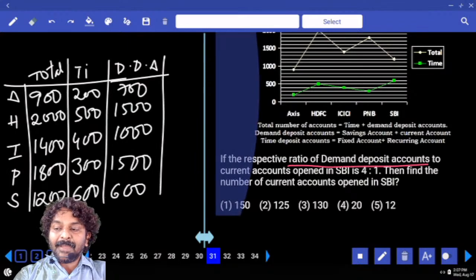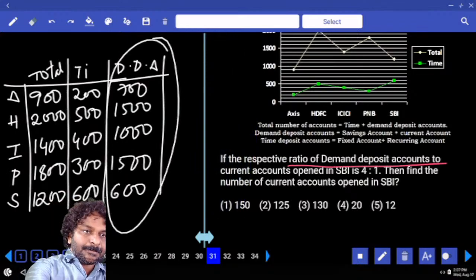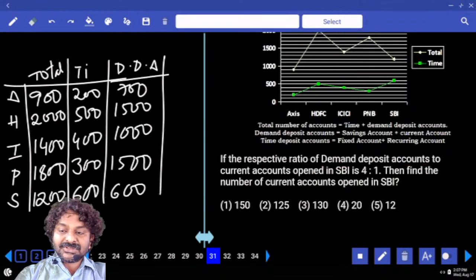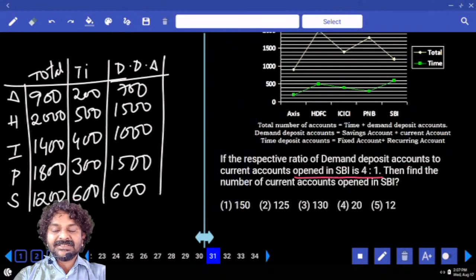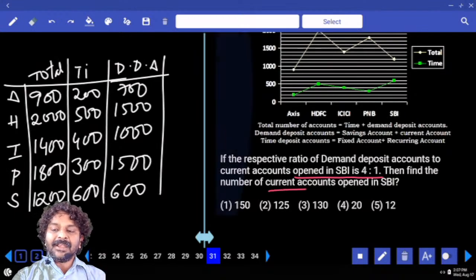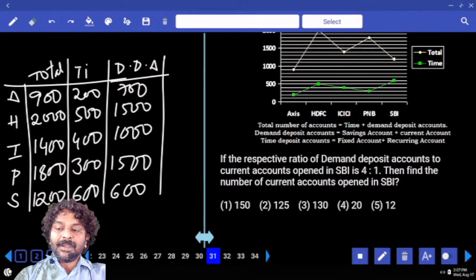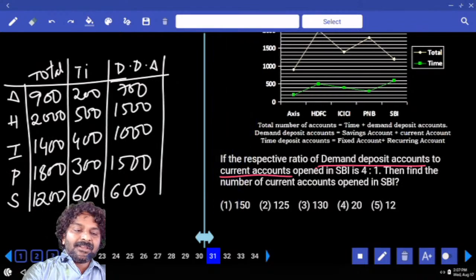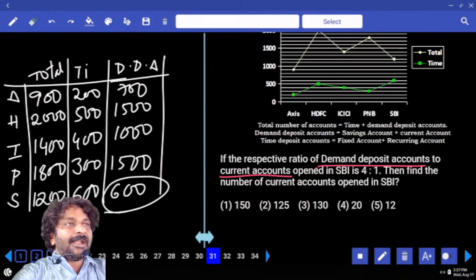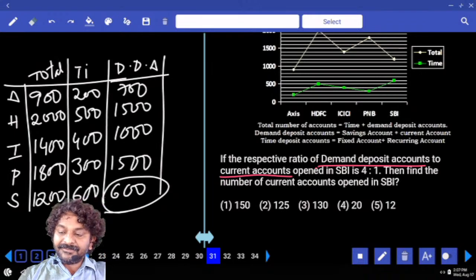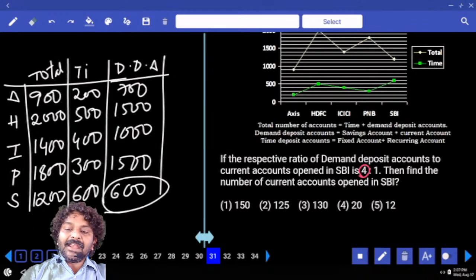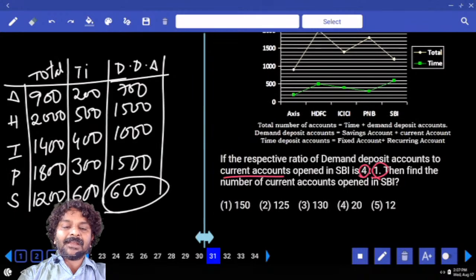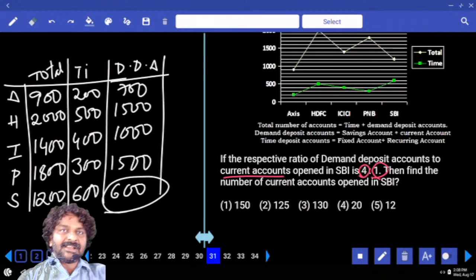The respective ratio of demand deposit accounts to current deposit accounts opened in SBI is 4:1. Find the number of current deposit accounts opened in SBI. In SBI, total how many demand deposit accounts are there? 600. If that is equal to 4 parts, current accounts are 1 part. So 4 parts is equal to 600, then 1 part is 150. First option is the answer.